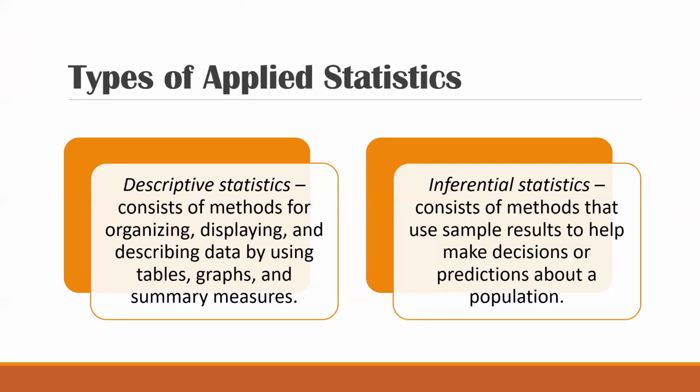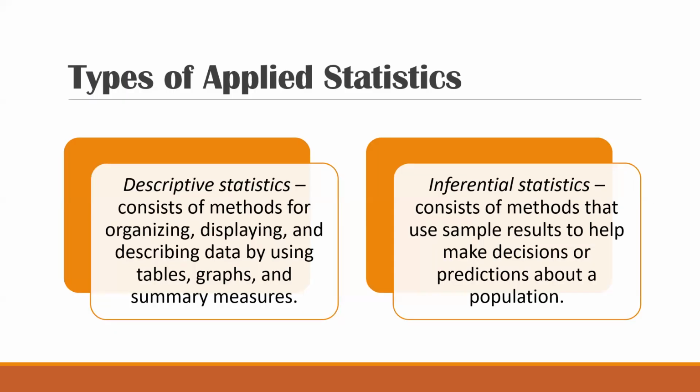So, speaking of applied statistics, there are two types. We have descriptive statistics and inferential statistics. Descriptive statistics consist of methods for organizing, displaying, and describing data by using tables, graphs, and summary measures, while inferential statistics consists of methods that use sample results to help make decisions or predictions about the population.